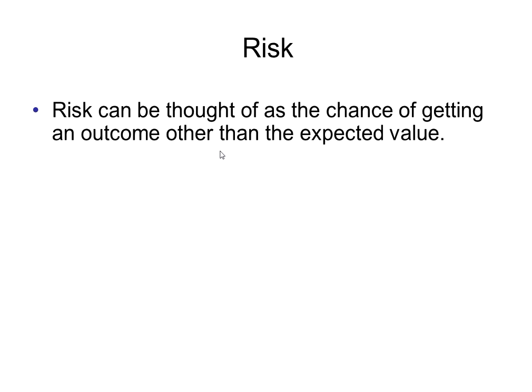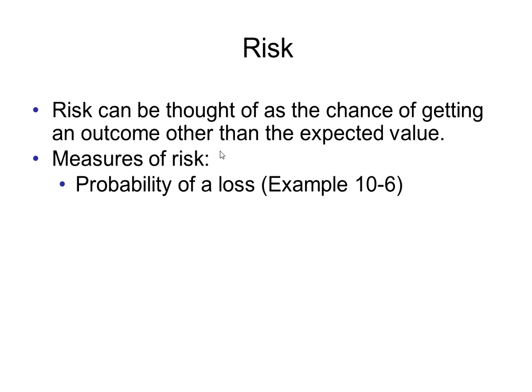Of course, that's when we look at the expectation as our criteria. So expected values are only one of the criteria. The other criteria is risk. And the risk can be thought of as a chance of getting an outcome that's other than the expected value. So there are many measures of risk, including probability of a loss, and you can see example 10.6 if you wanted to learn more about that.